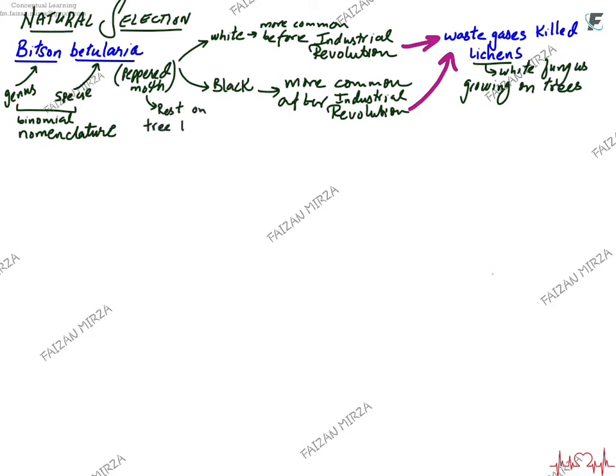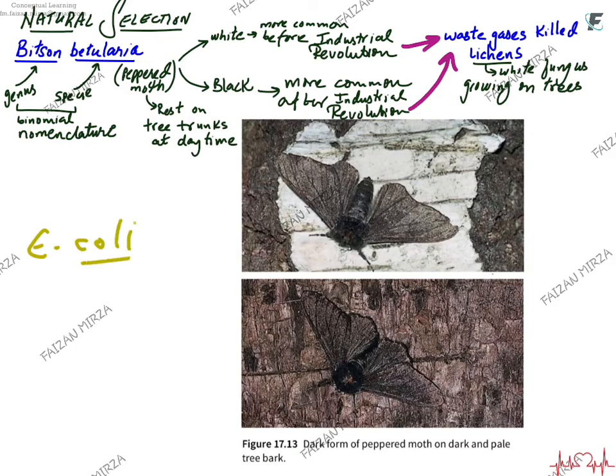This peppered moth rests on the tree during the daytime, and when it's resting, it's likely to be caught by some kind of predator. You can see here the black peppered moth sitting against the lichened tree. These are the lichens grown on the tree, and this is the bark of the tree. Because of this lichen, you can see the white background. The black one stands out very well, but if the tree trunk is bare, not having any lichen, the black one gets camouflaged well.